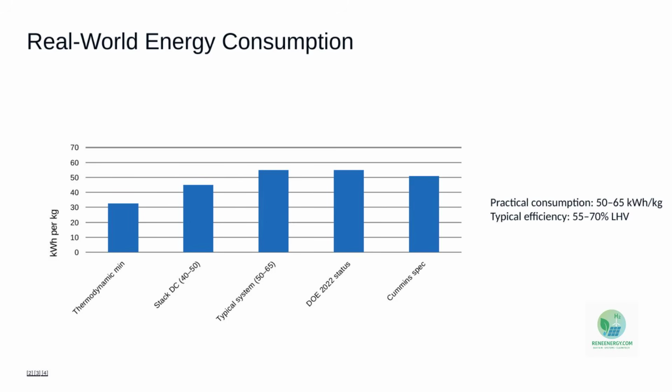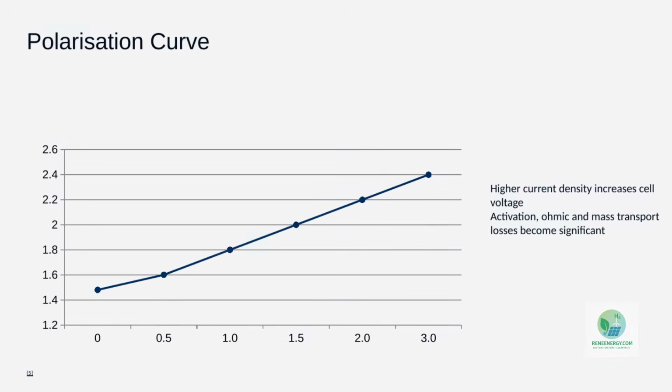This translates to a practical system efficiency based on the lower heating value of hydrogen, generally falling between 55% and 70%. For instance, current Department of Energy targets and specifications from leading manufacturers like Cummins often indicate consumption figures in the mid-50s kilowatt hours per kilogram. This significant difference from the thermodynamic minimum highlights the engineering challenges in minimizing overpotentials and parasitic losses across the entire system.